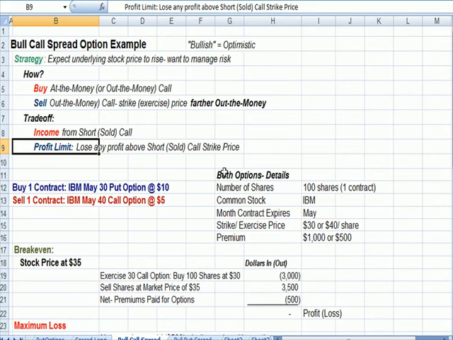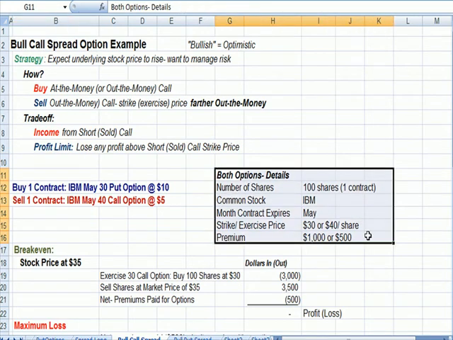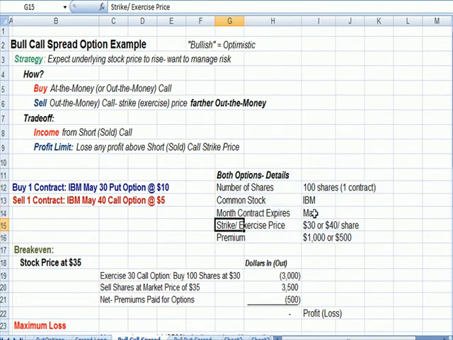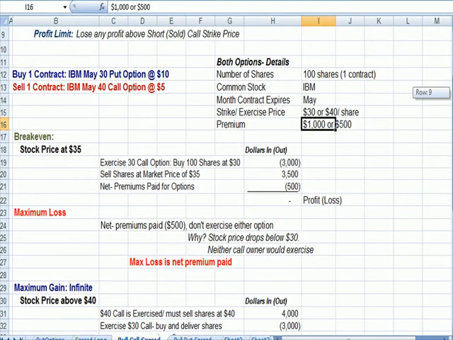Again, I'm not going to belabor it, but I put some of the basic option detail over here to the right, and you'll note that the strike price, exercise price, is either $30 or $40. Now we have different strike prices, and the premium that we pay is different. It's either 10, which we multiply by 100 shares to get 1,000, or it's 5, which we multiply by 100 shares to get 500. So here's the position.